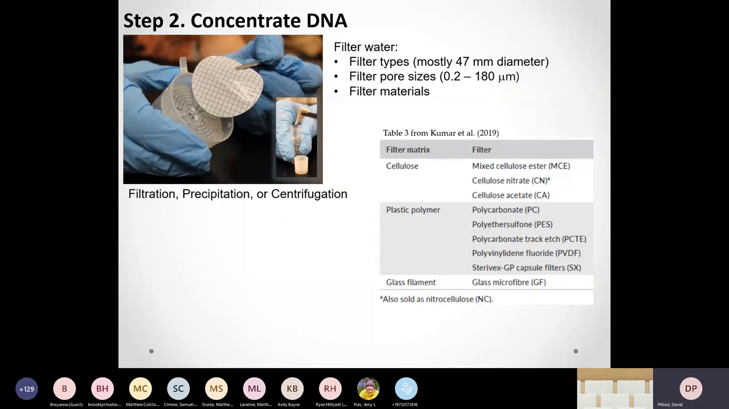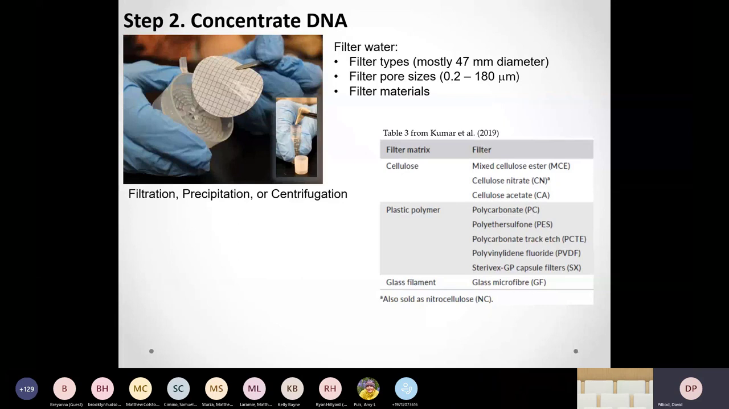The second step is concentrating the DNA. There's three main methods: filtration, precipitation, and centrifugation. In this group, you can see that filtration was the most common, and in fact, field filtration was the most common. So we'll talk mostly about filtration because that does seem to be very common.